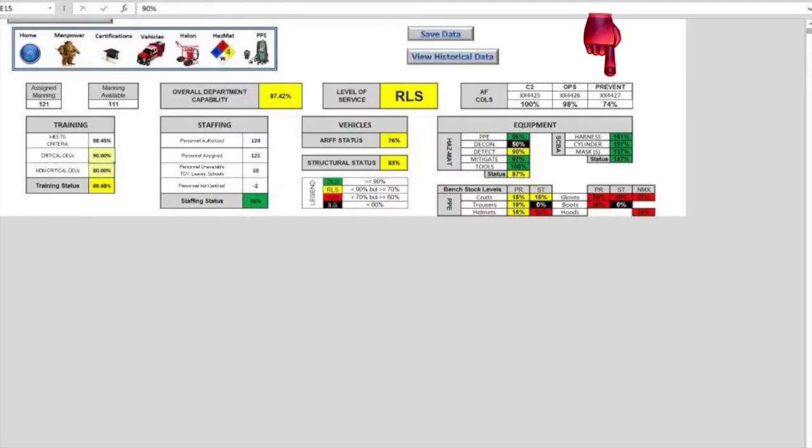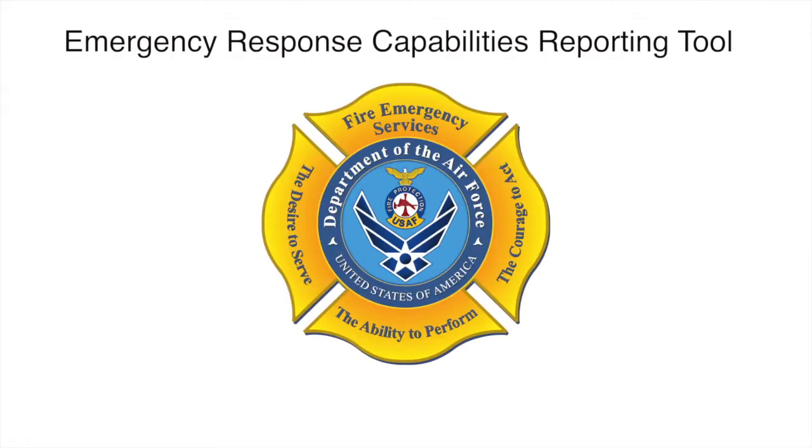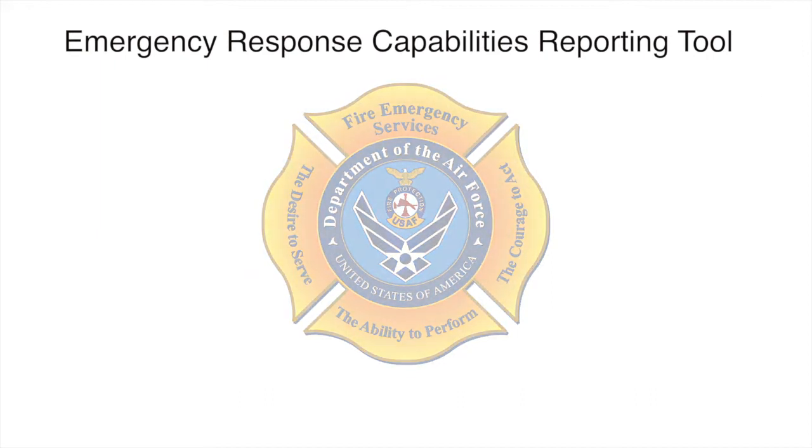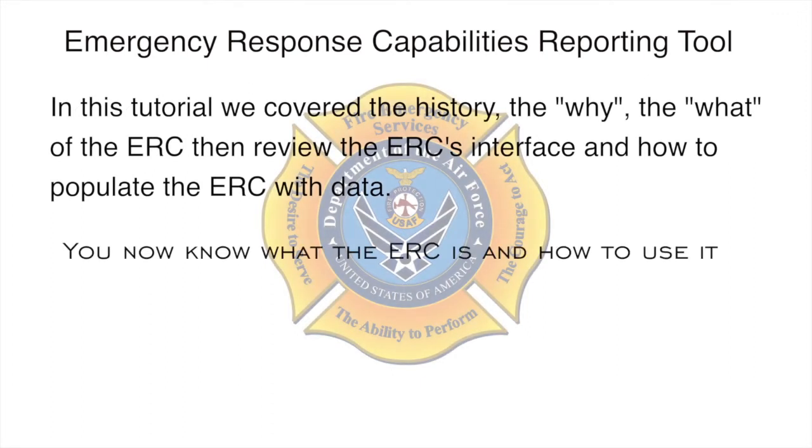The ERC has calculated your capabilities and the numbers are ready to be transferred to the Air Force COLS reporting dashboard. This in turn will be rolled up and reported to higher headquarters. This concludes the lesson on the Emergency Response Capabilities Reporting Tool. Today we covered the history, the why, the what of the ERC, and then we reviewed the ERC's interface and how to populate the ERC with data. You now should have a good understanding of what the ERC is and how to use it.